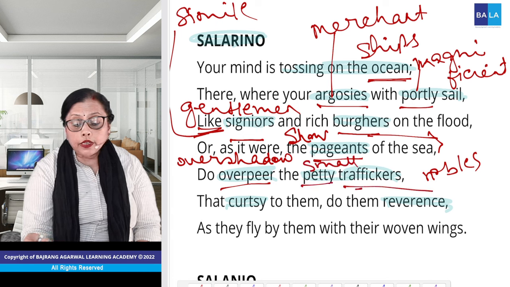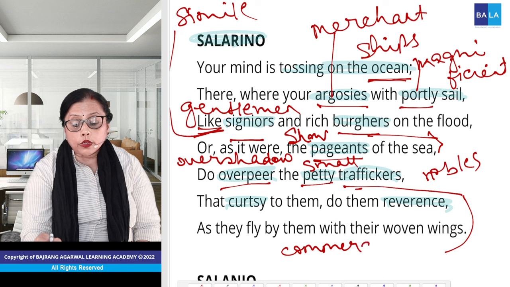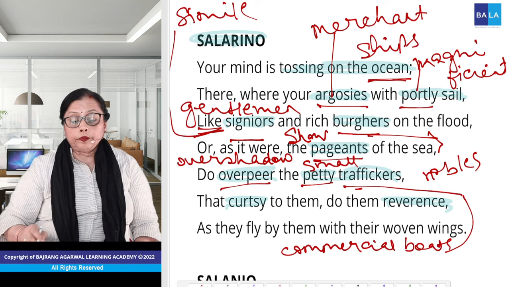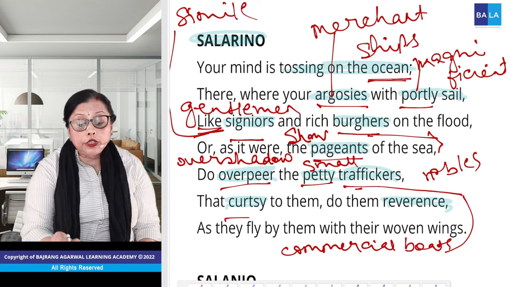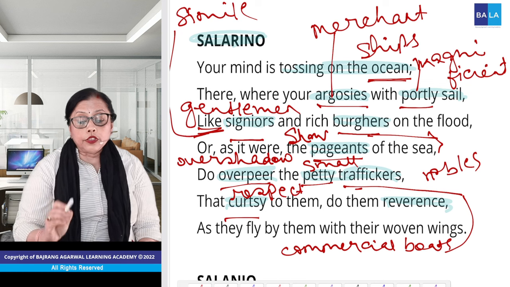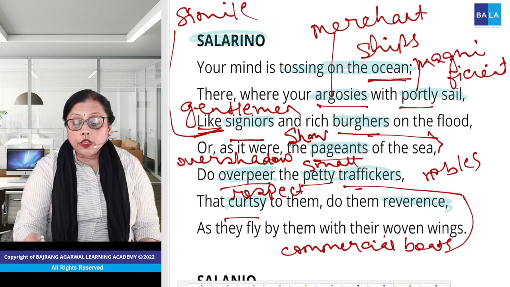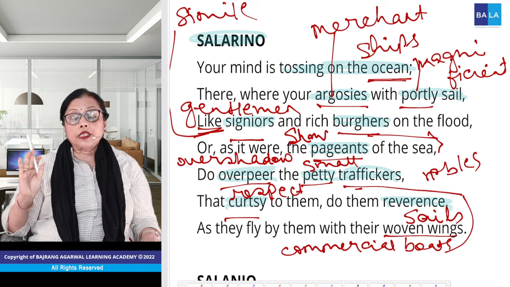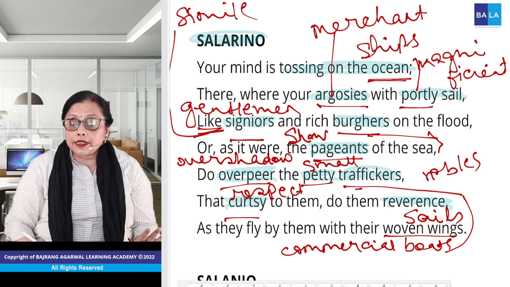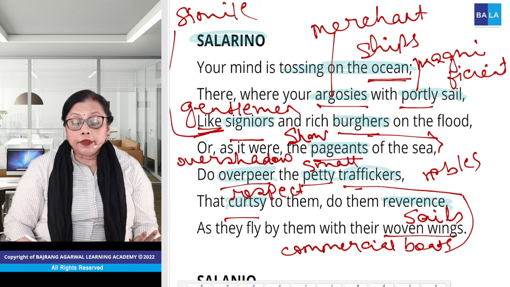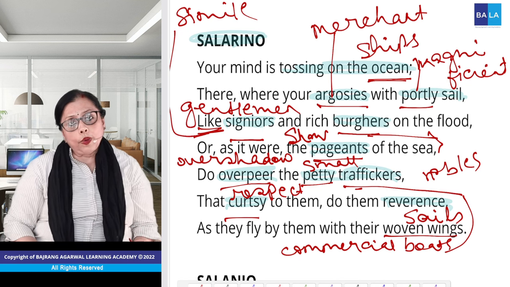And what are traffickers? Traffickers are the small commercial boats. Now, what is being said here? I will be letting you know. To curtsy to them, curtsy meaning respect. Reverence also meaning respect, and the woven wings are the sails. What is happening here? I've given you the meanings. I'll tell you why you are sad.